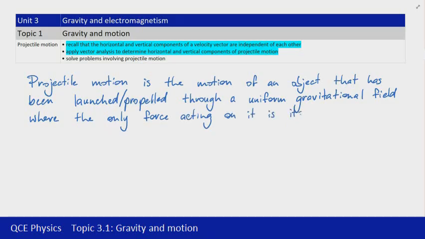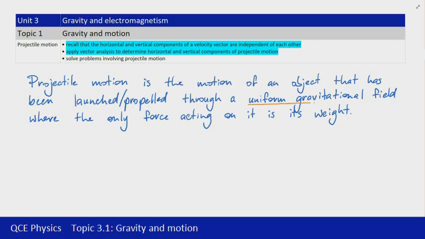So only one force. That means that the force that's caused it to be launched or propelled is no longer applied. So we're not dealing with what's happening as you're throwing it, or as you're shooting something out of a gun, or hitting an object. We're dealing with what's happened after that force has been applied, and it's now moving through the air, and no other forces are acting on it.